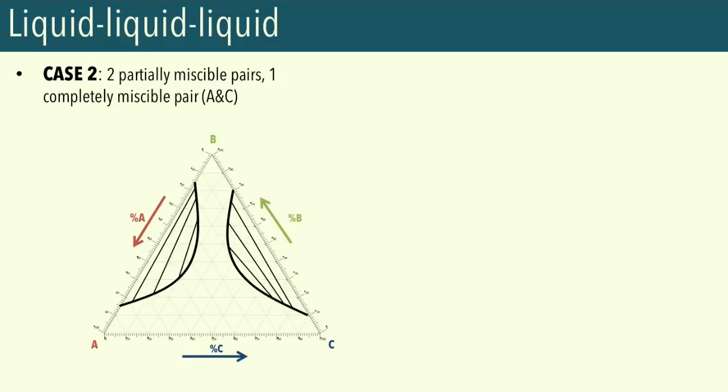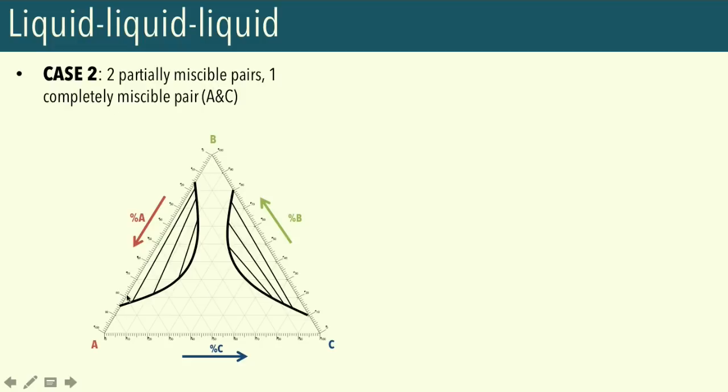We could also extend this treatment to our case 2. This time we have two binodal curves, but keep in mind that the same principles still hold from our case 1. This time we have two partially miscible pairs and one completely miscible pair, which is A and C.